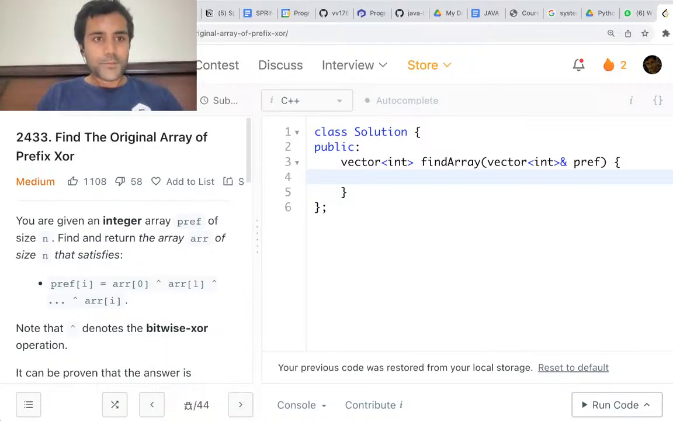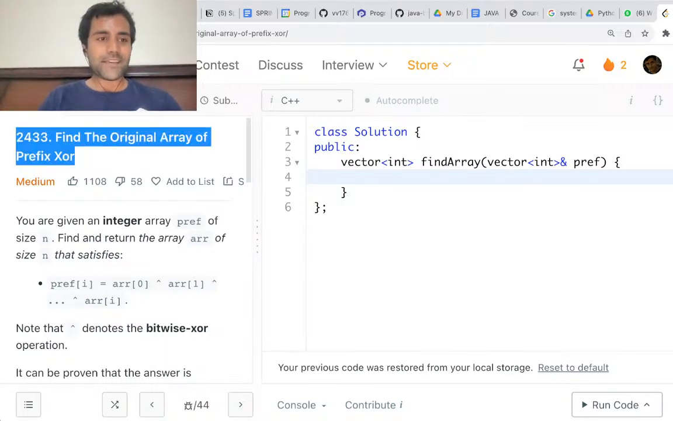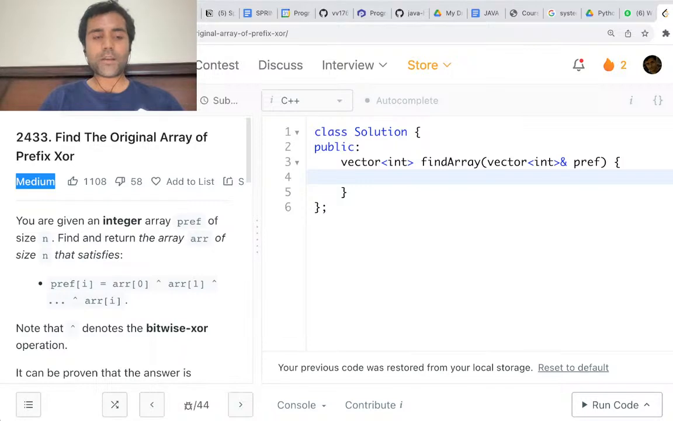So this is a question that we have to solve today, and quite honestly, it's not a medium, rather it's an easy question as long as you are okay with some preliminary concepts of bit manipulation. So let's read the question once.